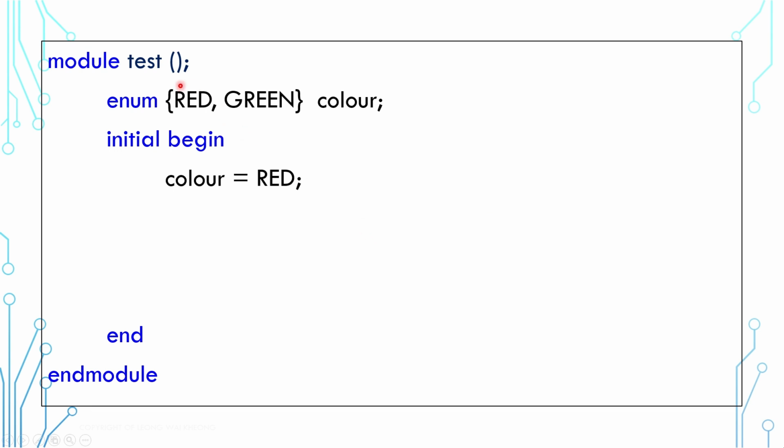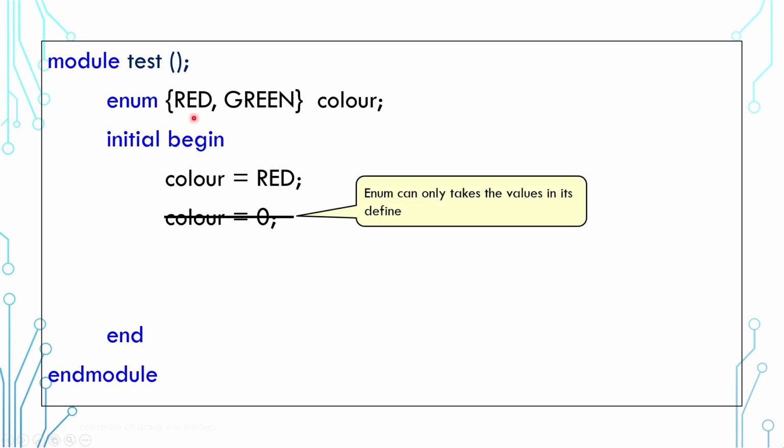This is a simple example of using enum. You can set color to the value red. You may think this is the same as setting color to 0. Well, you're right conceptually, but this is not allowed. Enum can only take on values in its definition, in this case, red and green. It cannot take the value 0 or 1, even though red and green are practically 0 and 1.